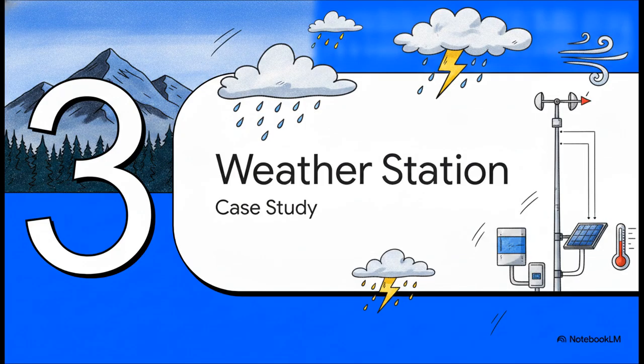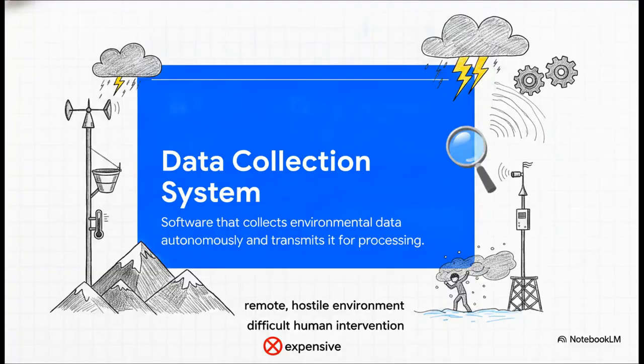All right, let's switch gears again. Section 4, Case Study, the Weather Station. The Wilderness Weather Station is a classic example of a sensor-based data collection system. What does that mean? It's software that runs autonomously to collect environmental data from various sensors, things like wind, rain, and temperature, and then transmits all that data to other systems for processing.